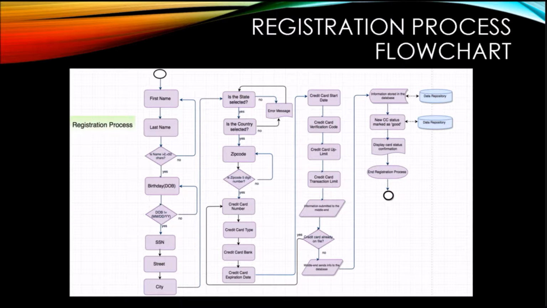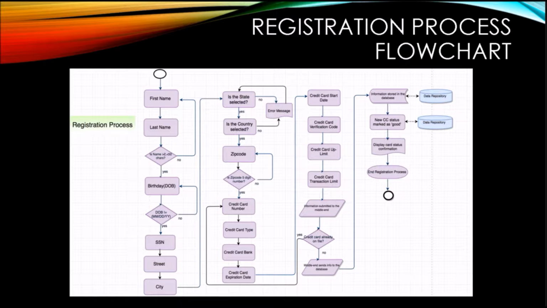The process itself starts with the user entering their first name and their last name. The control we put there is the name has to be larger than 2 characters but less than 50 characters. If it doesn't meet that requirement, it goes back to the first name. The second is date of birth. The date of birth has to meet the format of month, date, year, and if it doesn't meet that format, it goes back to date of birth.